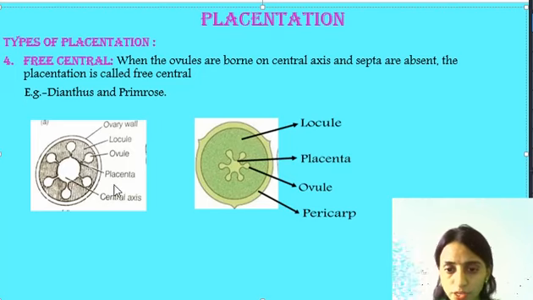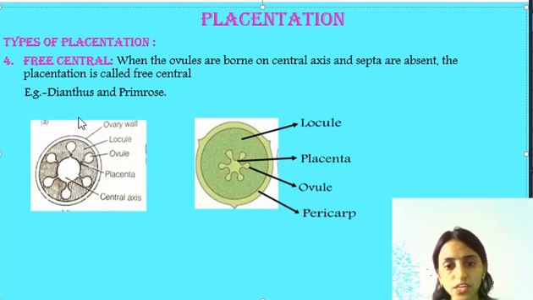But in case of free central placentation there is only one locule but still there is a formation of central axis. To this central axis the ovules are attached through placenta. This type of free central placentation can be seen in dianthus and primrose.